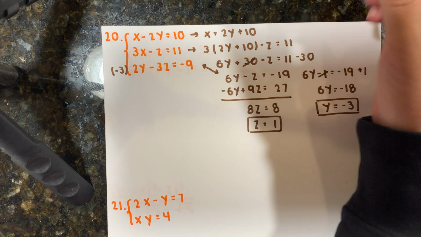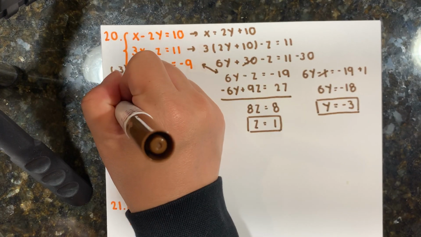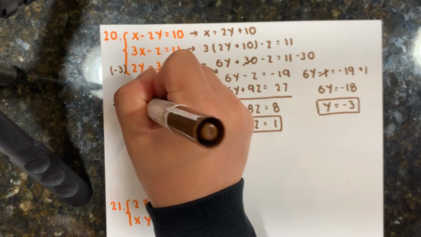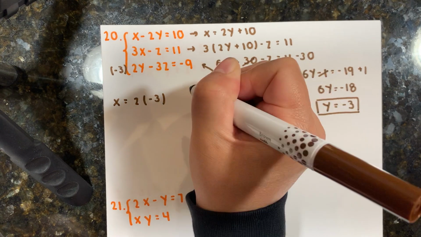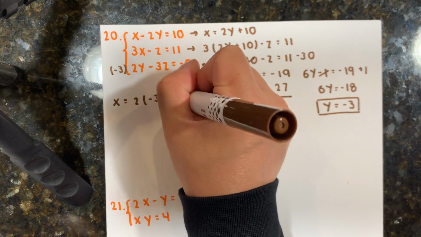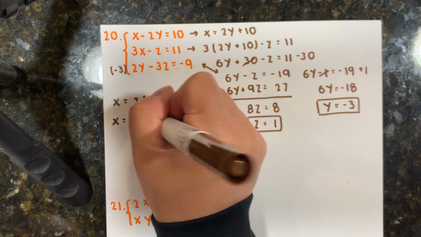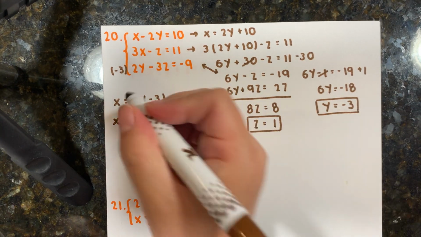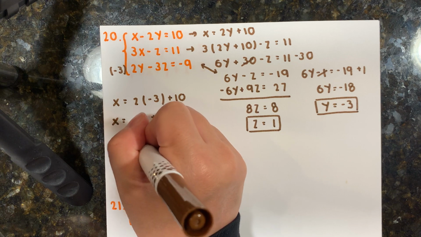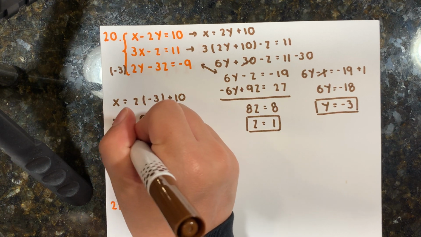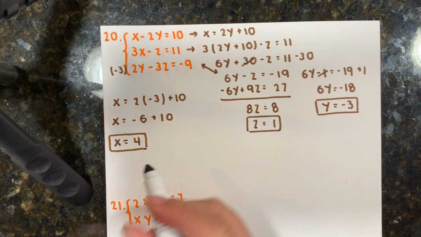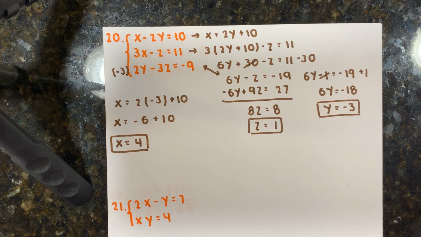Then to solve for x, I'm going to plug it into the top equation. So that would be x equals 2 times negative 3 plus 10, so x is equal to negative 6 plus 10. So x is equal to 4. So x is 4, y is -3, and z is 1.